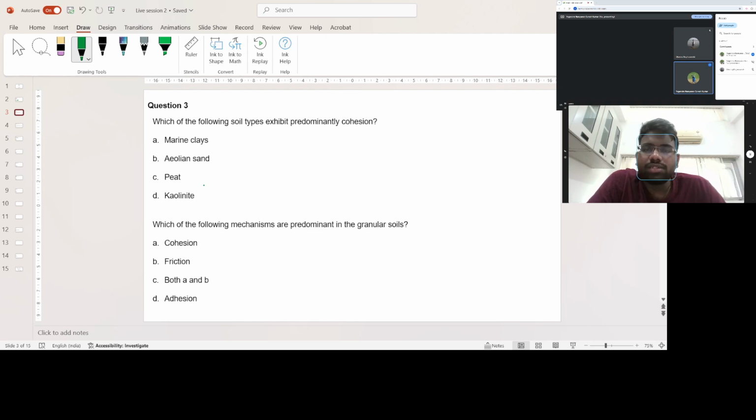No, there can be multiple answers also. But if multiple answers are there, apart from aeolian sand, all have cohesion. Okay. So, as you rightly mentioned, marine clays are predominantly cohesive, not only due to the presence of water, but the cohesive property comes only when there is presence of water.